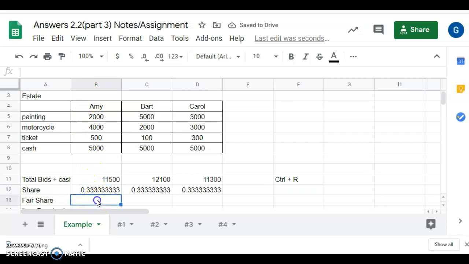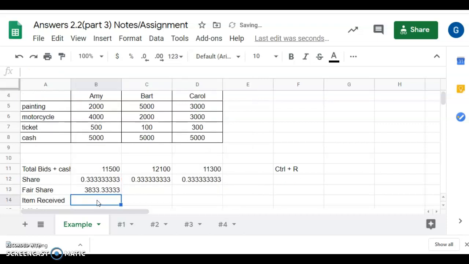So for the fair share, it's going to equal your total bids plus cash. So in this case, that B11 column times the percent that this person got. So Amy, Bart, and Carol are getting this estate divided evenly. So that's why we chose 33.3%. So we're going to go B11 times B12. Okay, this is going to take the total bids plus cash times their share, and this gives me the fair share for Amy. I'm just going to put Amy again here.